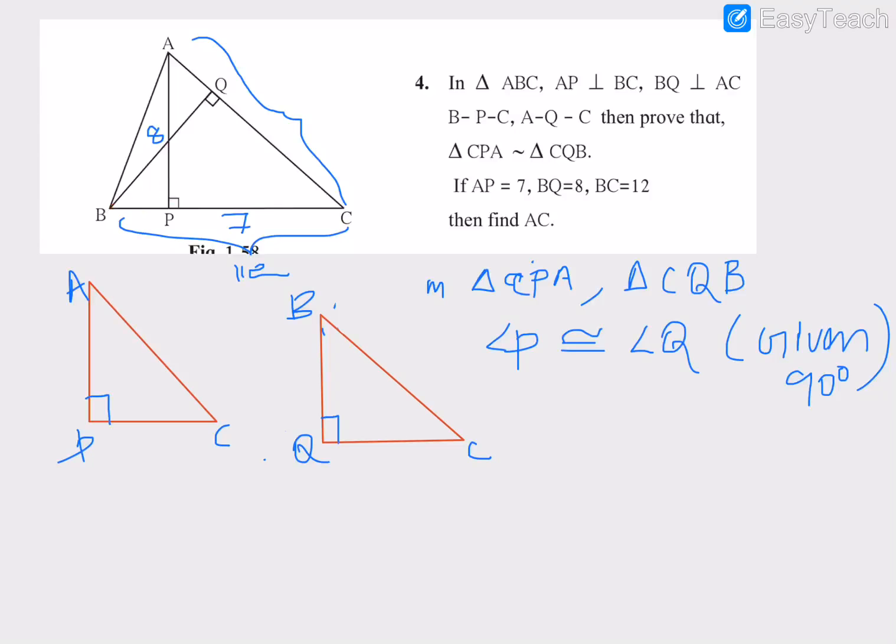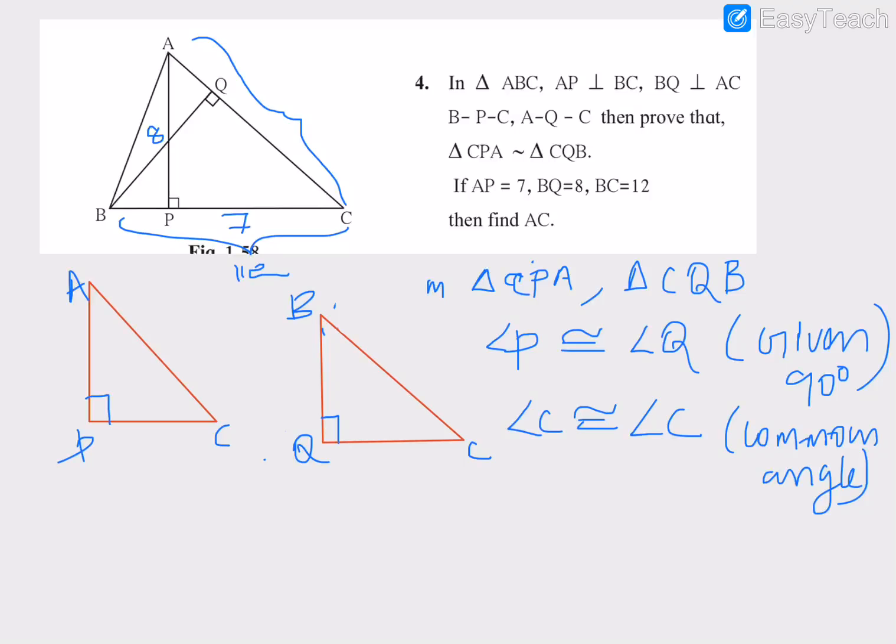You can see in triangle CPA angle C, and in CQB angle C is common. So we can write the next condition, angle C congruent to angle C. In both triangles, angle C is the same, so we write angle C congruent to angle C, and the reason for that is common angle.